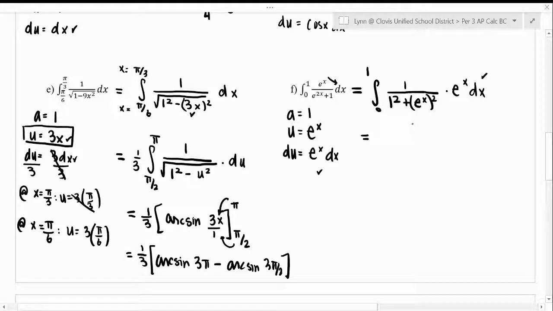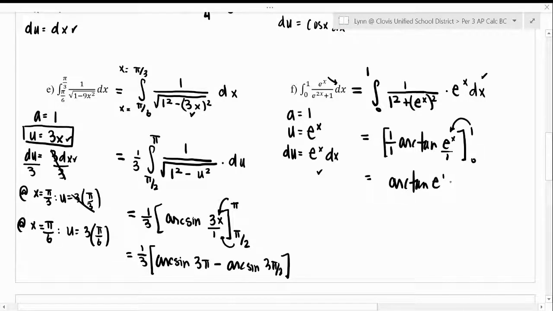So let's go ahead and integrate this. So this is an arctangent pattern. So it's going to be 1 over a, and then arctan of u, which was e to the x, over a, which was 1. And then we're going from 0 to 1. So I'm going to go ahead and substitute in my limits. And then 1 over what is just 1. So I'm just going to have that as arctangent of e to the first, and then minus, and now substitute in 0. So that would be arctangent of e to the 0.